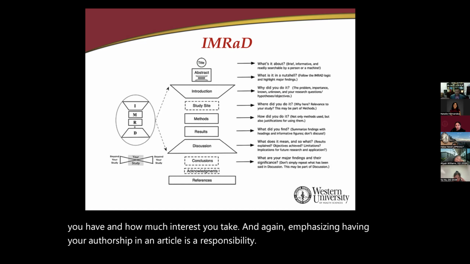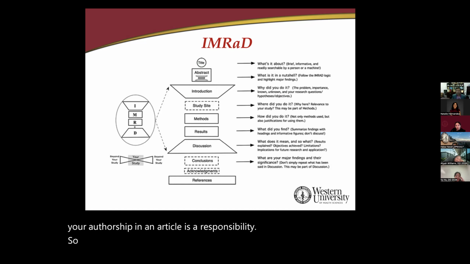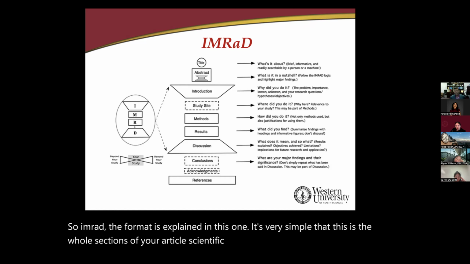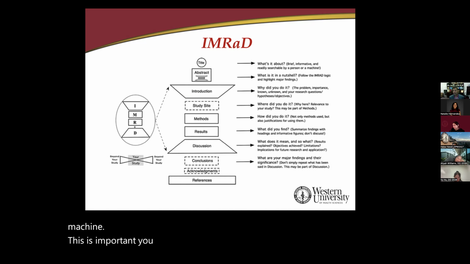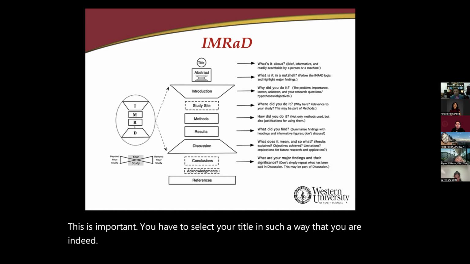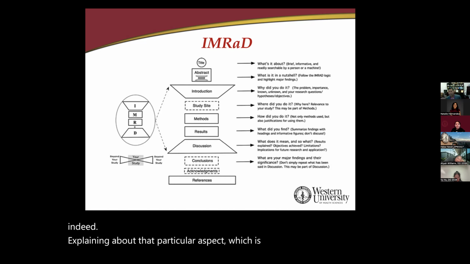So the IMRAD format is explained in this one. It's very simple, this is the whole set of sections of your scientific article. It starts with the title. And the title is brief, informative, and readily searchable by a person or a machine. This is important. You have to select your title in such a way that you are indeed explaining that particular aspect which is mentioned in the title.